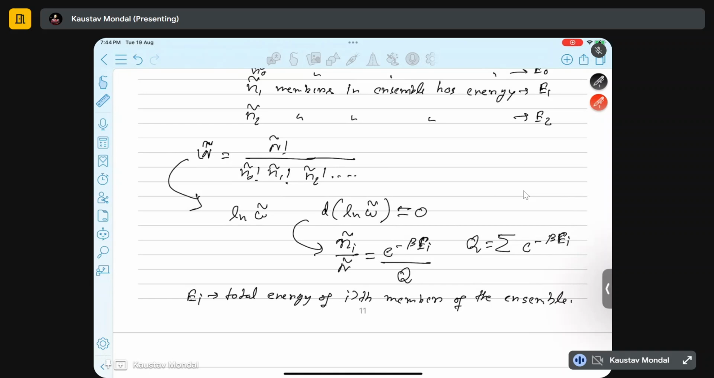There, we are considering one system, and inside that one system we are considering the partition function of that particular system. But here, not a particular system, we are considering the partition function of the whole ensemble, and that whole ensemble is constituted from many individual systems, right? So this definition of the microcanonical ensemble partition function is different. Okay.